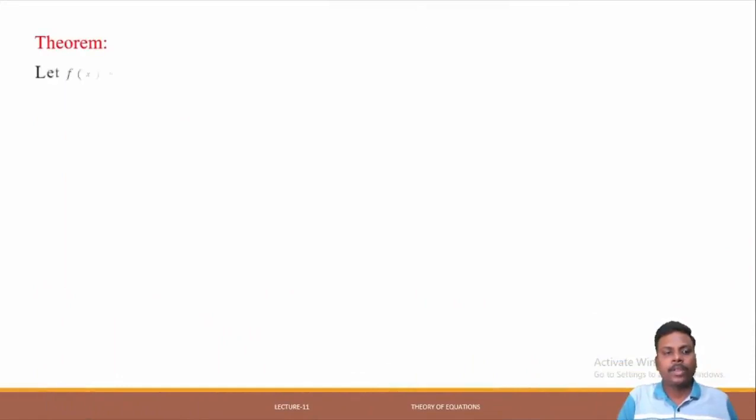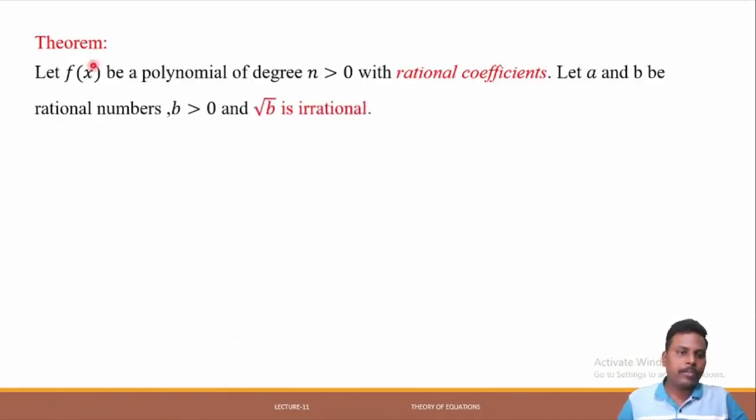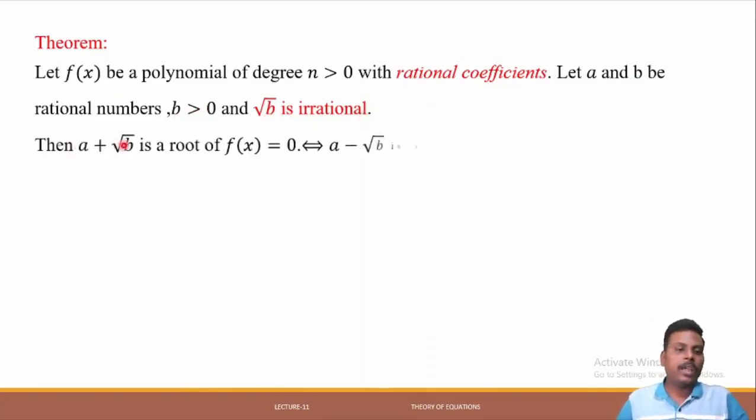In the next slide, we will be discussing a theorem. Here is the statement of the theorem. Let f of x be a polynomial of degree n greater than 0 with rational coefficients, and let a, b be rational numbers, b greater than 0 and root b is irrational. Then a plus root b is a root of f of x is equal to 0 if and only if a minus root b is a root of f of x is equal to 0.